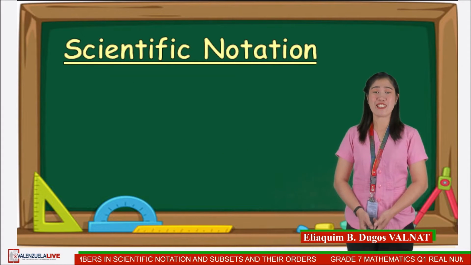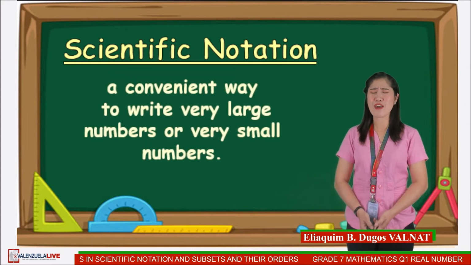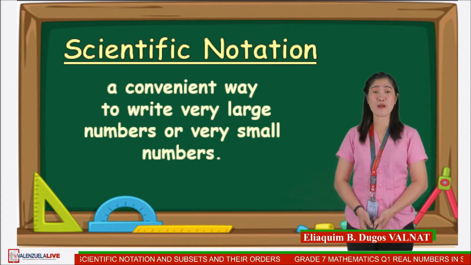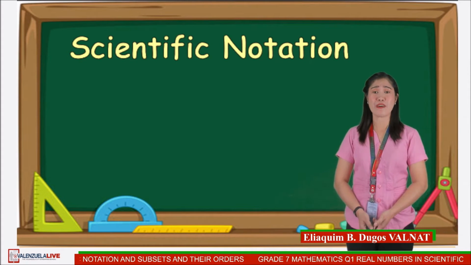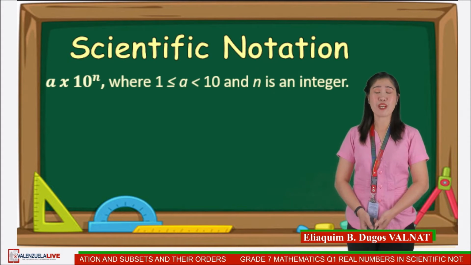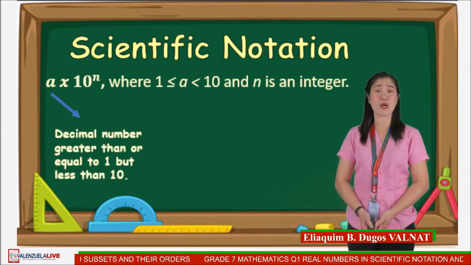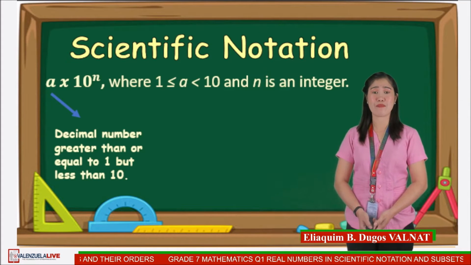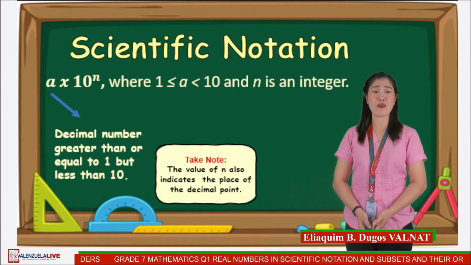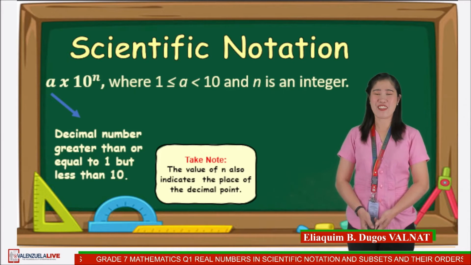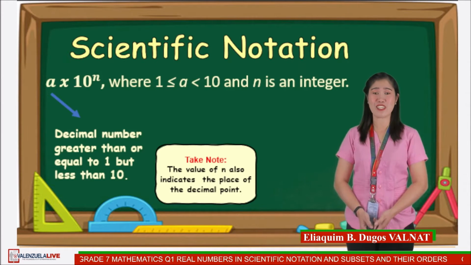Scientific notation is a convenient way to write very large numbers or very small numbers. In scientific notation, all numbers are written in the form of a times 10 raised to n, whereas a is a decimal number greater than or equal to 1 but less than 10, and n is an integer. Take note, the value of n also indicates the place value of the decimal point. There you have it, a scientific notation form.